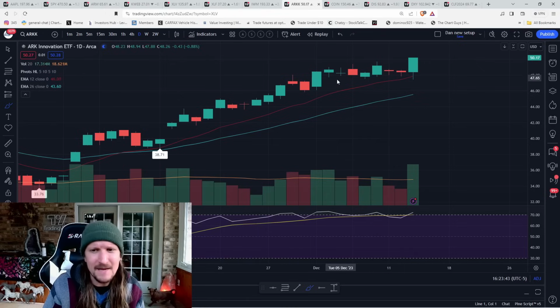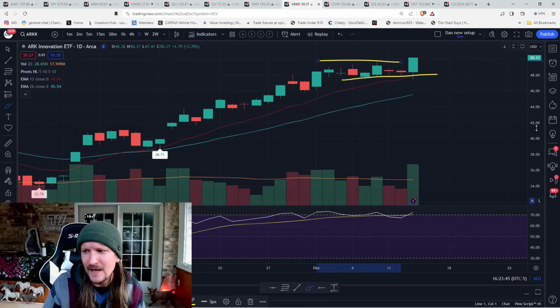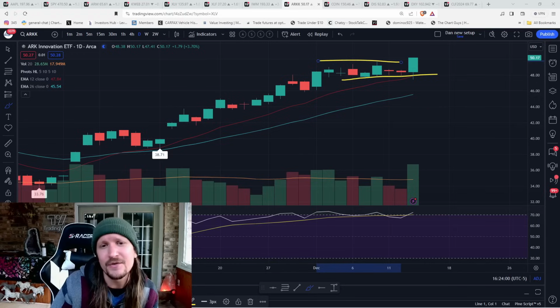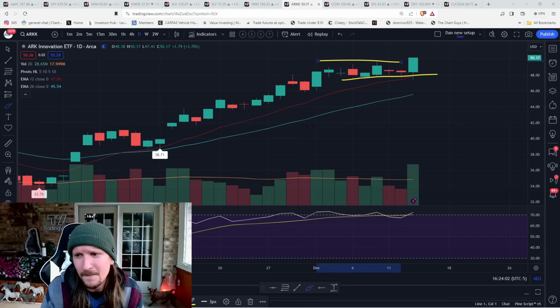ARKK, same thing, sideways. And I entered ARKK post-FOMC, entered some Disney post-FOMC, Disney and Penn are both trying to shape up their first weekly uptrend in years, essentially. And they've got inverse head and shoulders on their daily time frame shaping up.